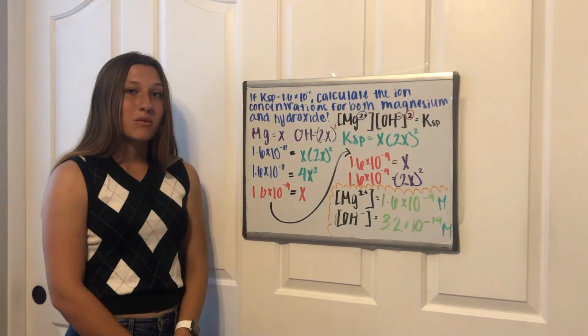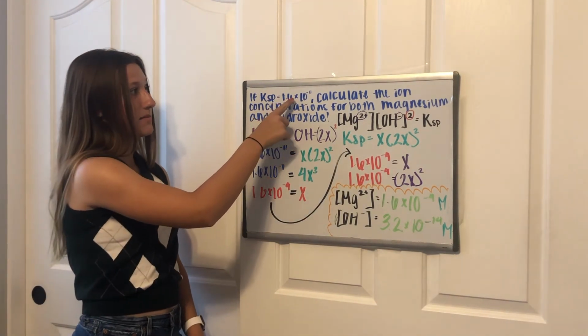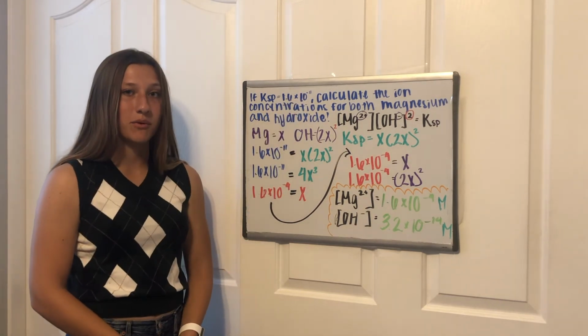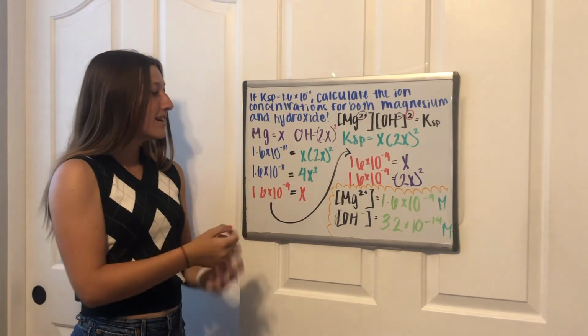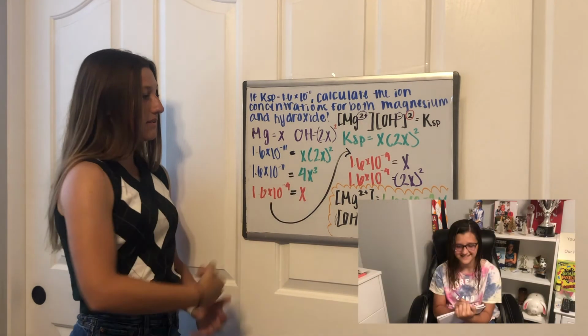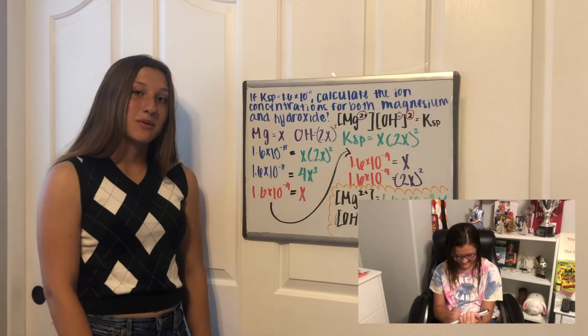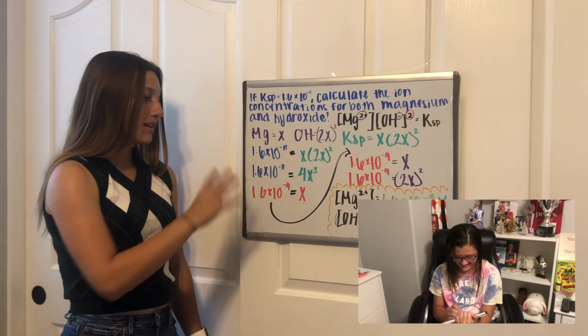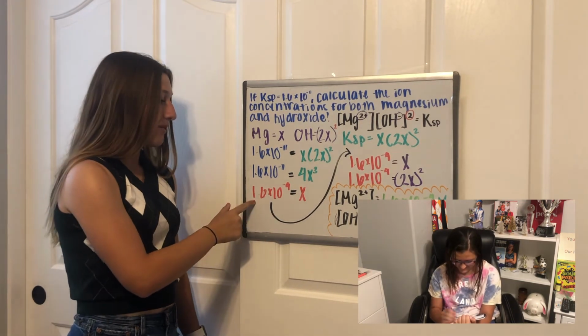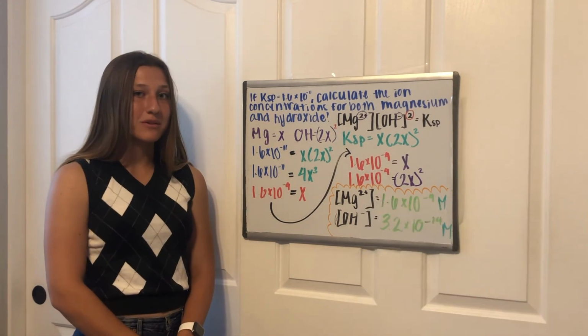Now we plug in what we know, 1.6 times 10 to the negative 11, and solve for what we don't know, x. So here we have this equation. We can simplify x times 2x squared to 4x cubed, cancel everything out, and then we get 1.6 times 10 to the negative 4 equals x.